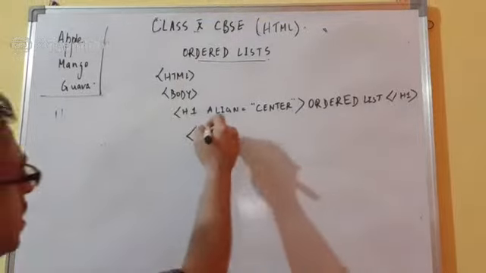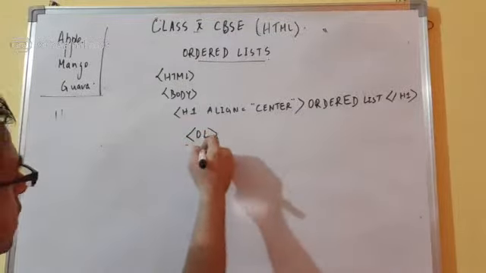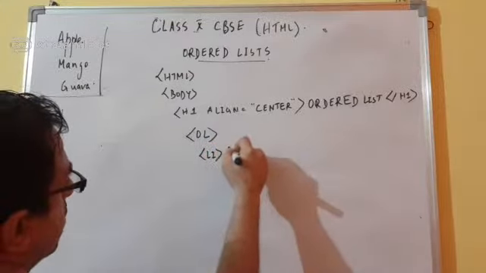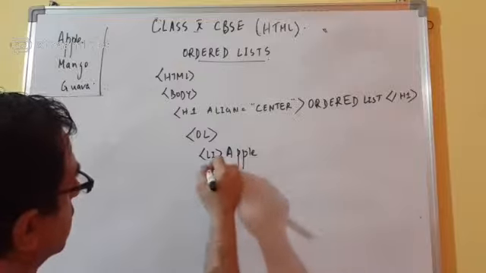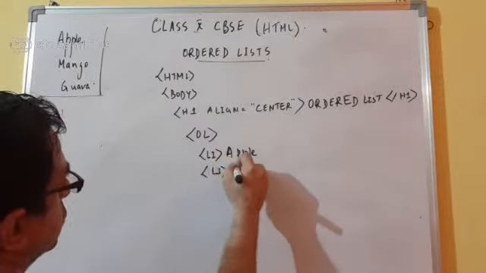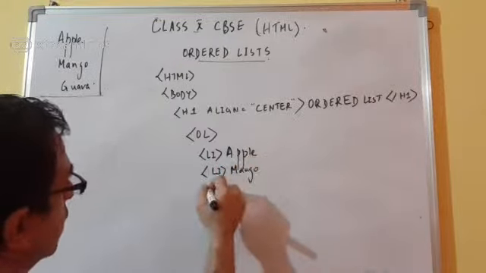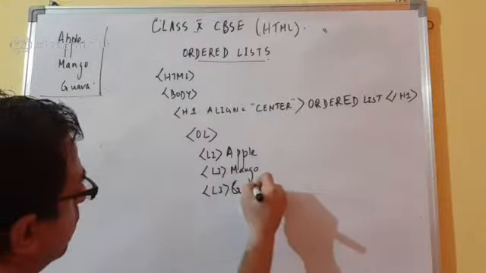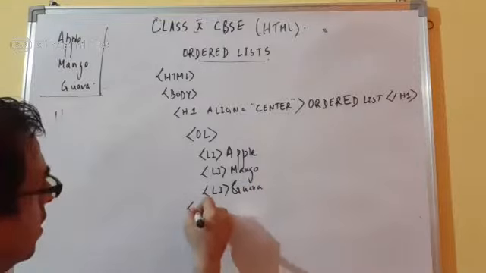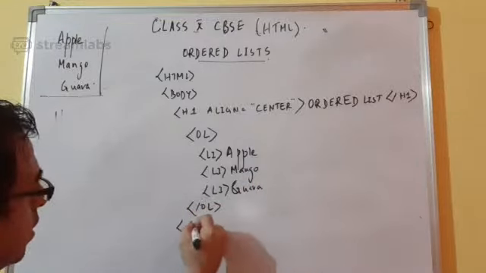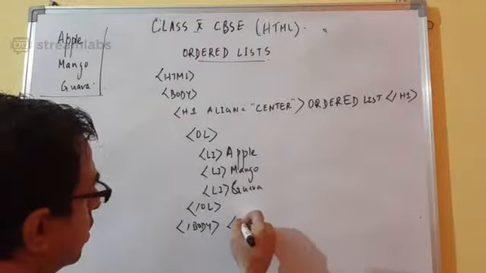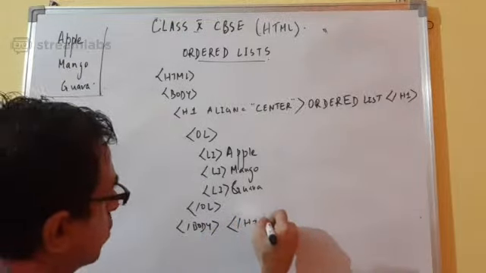If you open it like this, everything else is the same: apple, then your li mango, then your third, guava. Here you simply close it. Here you close the body, and then here you close it with your HTML tag only.